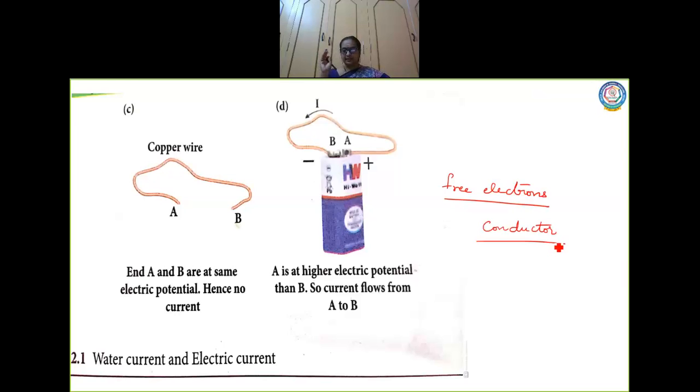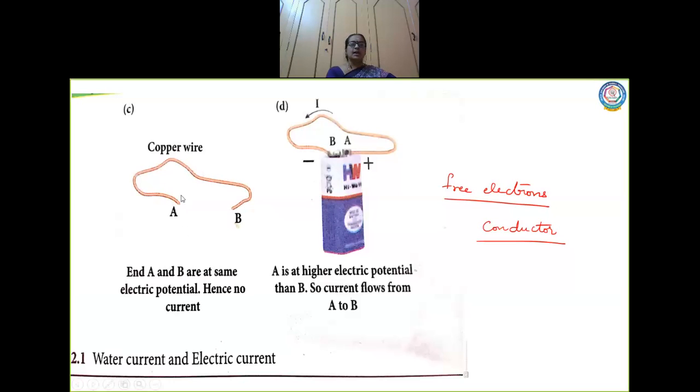These free electrons move randomly throughout the conductor. Due to this random motion, there is no transfer of charges from one end of the conductor to the other end, and you cannot say that current is flowing. There is no current in the wire. Suppose this is the conductor, a copper wire.